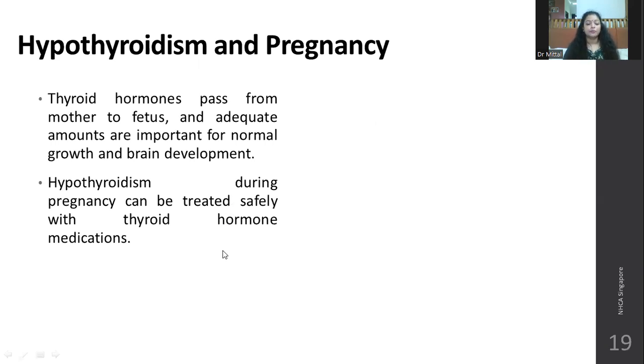Hypothyroidism and pregnancy. Thyroid hormones have to pass from the mother to the fetus for the child's adequate growth and development of the brain. Specifically for the brain, it is important that the thyroid hormones cross from the mother's body through the placenta and reach the fetus. In case of hypothyroidism during pregnancy, you can completely and safely treat it with thyroid hormone replacement therapy. It will not negatively affect the child or the pregnant mother.